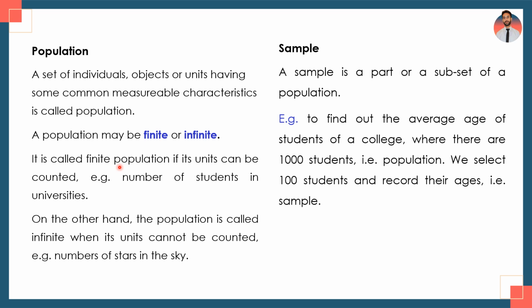It is called a finite population if its units can be counted, for example, number of students in universities. So this is the example of finite population where we count the number of students in universities. On the other hand, the population is called infinite when its units cannot be counted. For example, number of stars in the sky, number of points in a line. These are the examples of the infinite population.